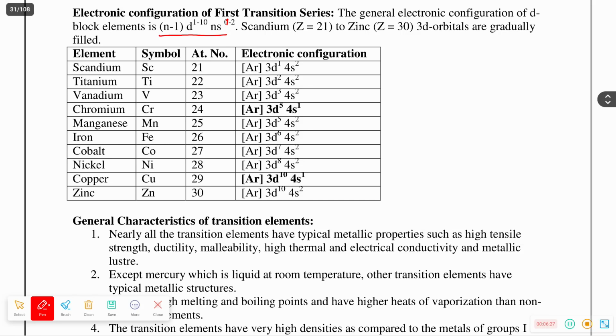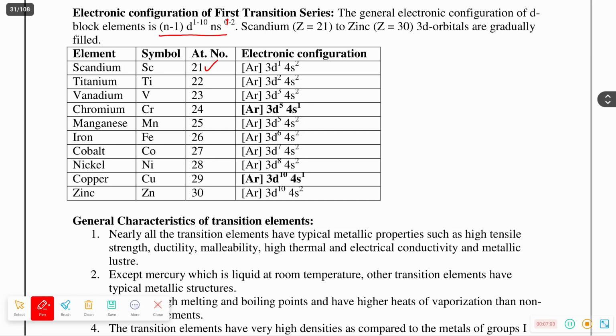Here it is 3D series elements, that is scandium to zinc, given. Here the 3D orbitals are gradually filled. Scandium atomic number is 21. What is the electronic configuration? Argon is a noble gas. Remaining is 3d1 4s2. What is the atomic number of argon? Argon is 18. Okay, if you have any confusion when writing electronic configuration like this, you can write the full electronic configuration, that is better. I am preferring that one, full electronic configuration.